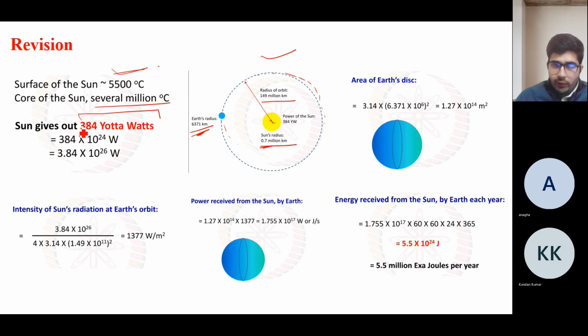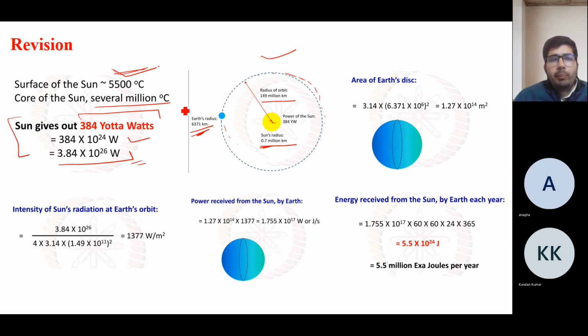10 to the power 24 is called iota. So you can say 3.84 into 10 to the power 26 watt. This is the energy the sun is radiating. If the surface of the sun is at a temperature of 5500 degrees centigrade, the sun will radiate around 3.84 iota watts. Now we have to find out the intensity of the sun's radiation at Earth's orbit.